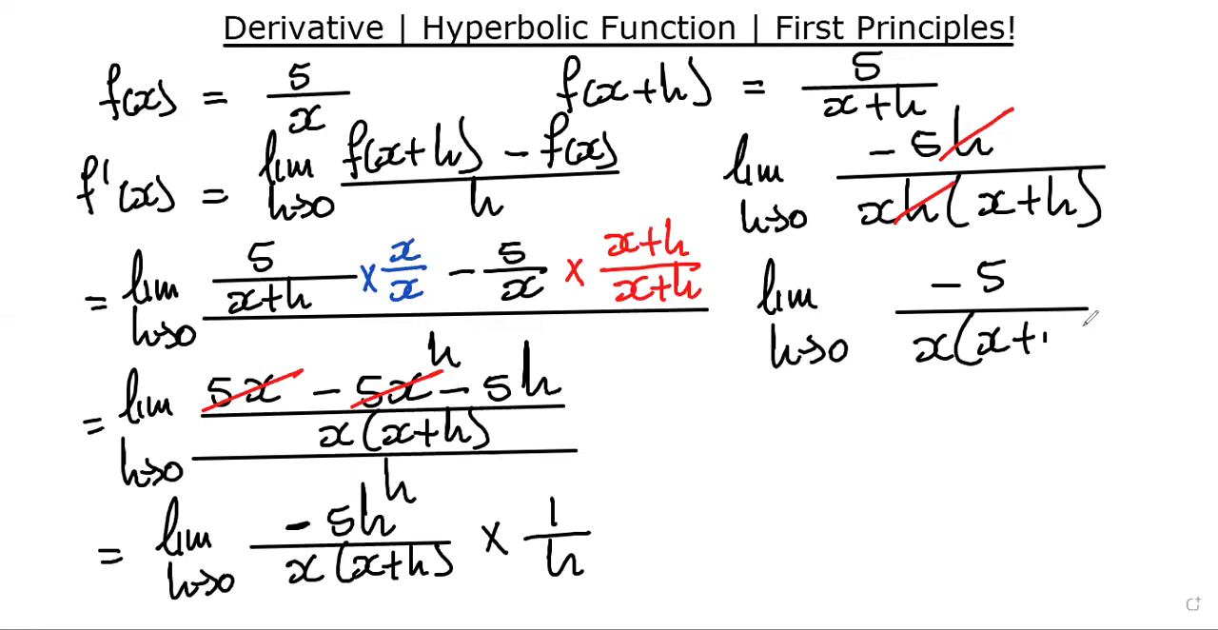Of course, you can choose to expand this if you like. But from this step, we are just going to substitute h to be 0. So when you substitute 0 for h, you are just going to be left with negative 5 in the numerator, and you have x squared in your denominator. And this is the derivative of your function in its simplest form. Over and out.